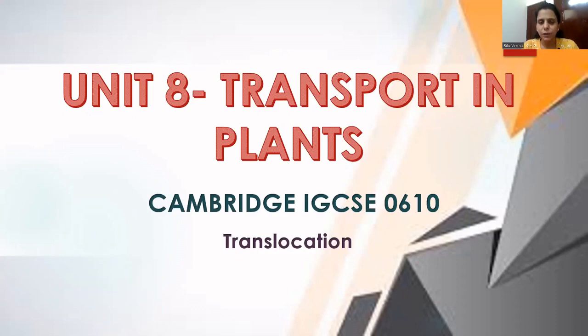Hi everyone, in this video we are going to discuss the process of translocation. We know that there are two types of vascular tissues in plants, xylem tissue and phloem tissue. Xylem tissues help in conduction of water and minerals in the plant, okay? And phloem tissue helps in translocation of food in the plant, okay?